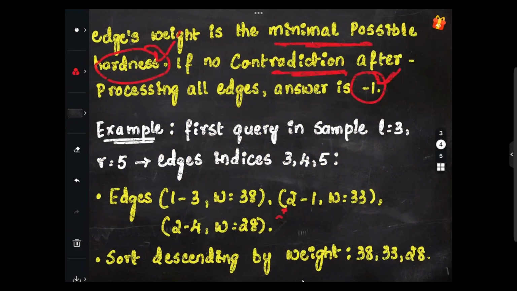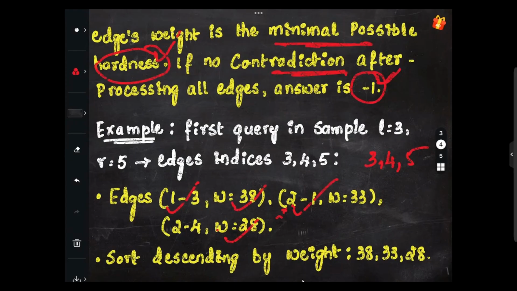Now see here, we are considering 3, 5, and the edge indices are 3, 4, 5. From 3 to 5 basically, right? So the edges we have here, as I said earlier: edge 1 to 3 with the weight 38, which they have given in the input itself. 2 to 1 we have been given 33, and 2 to 4 we have been given weight equals 28.